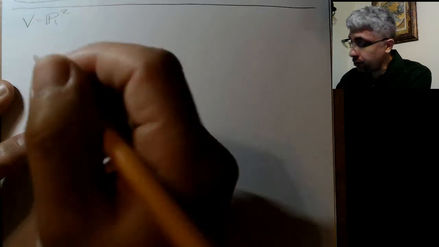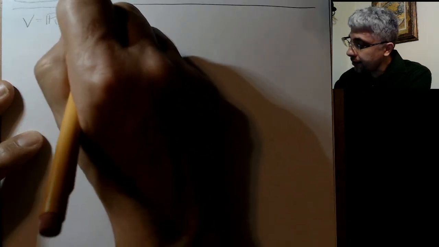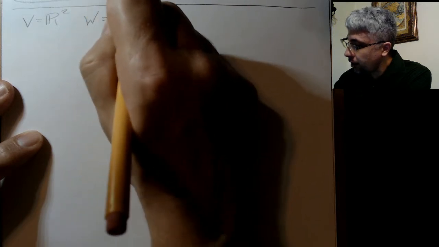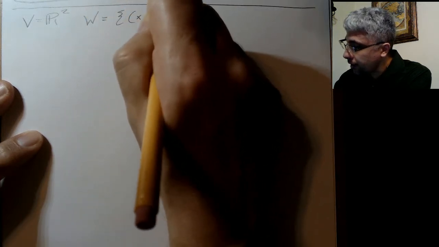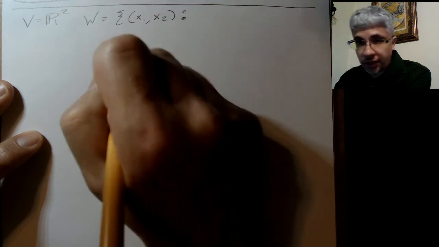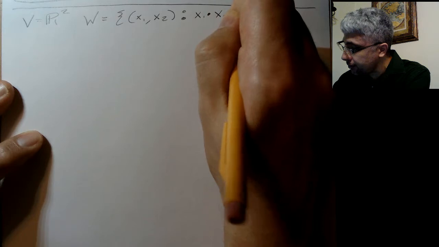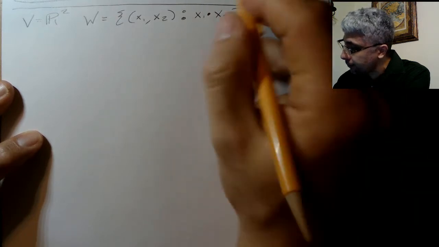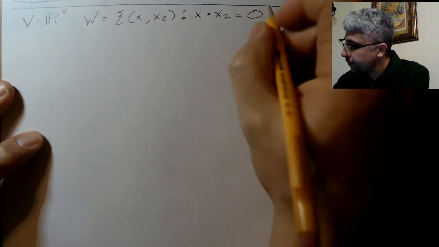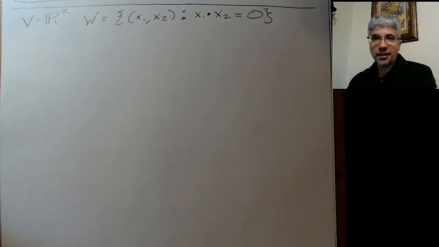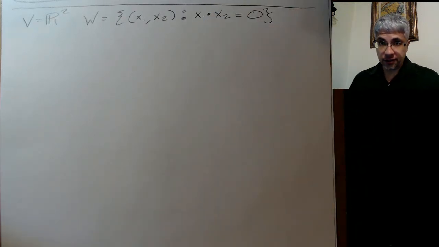So what I'm going to do is take my vector space, V, to be R2, so just pairs where each of the elements are in the real numbers. And I'm going to allow W to be the set of all (x1, x2) so that x1 times x2 is equal to 0. Okay? So it's the collection of pairs whose products are equal to 0.